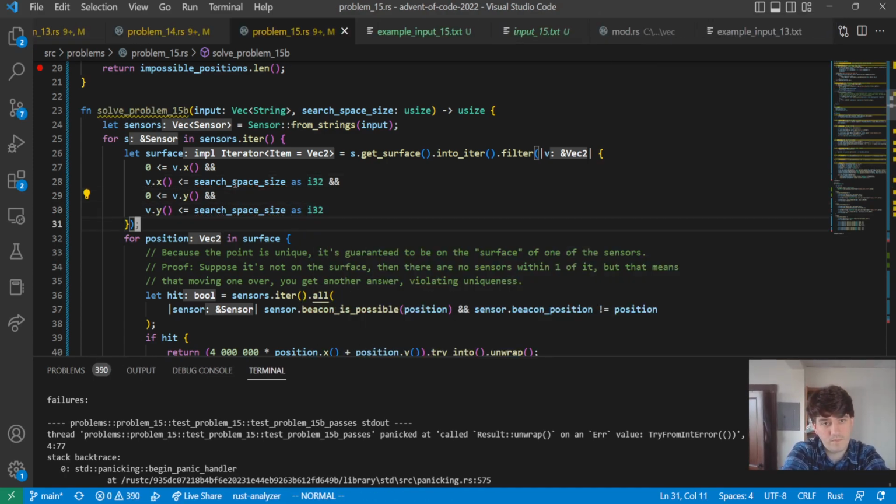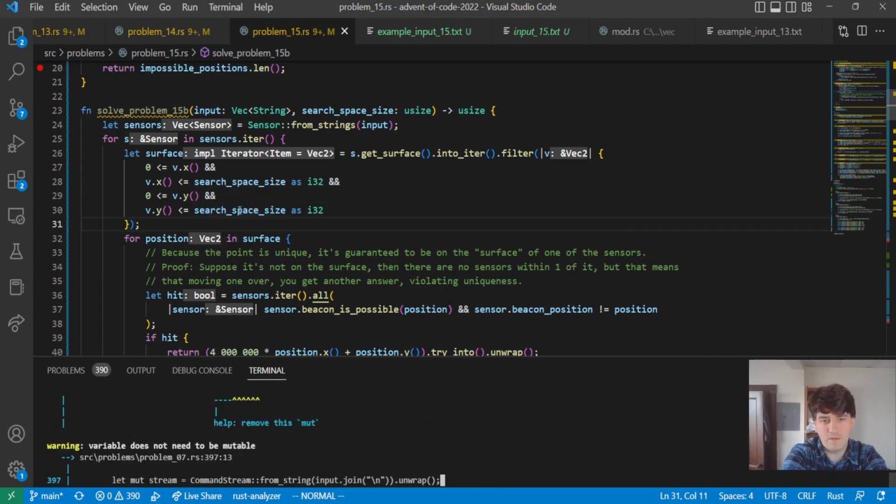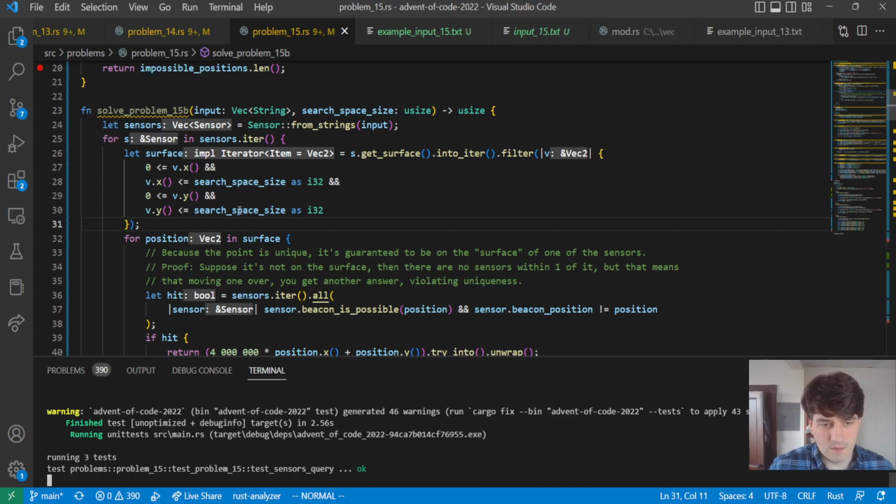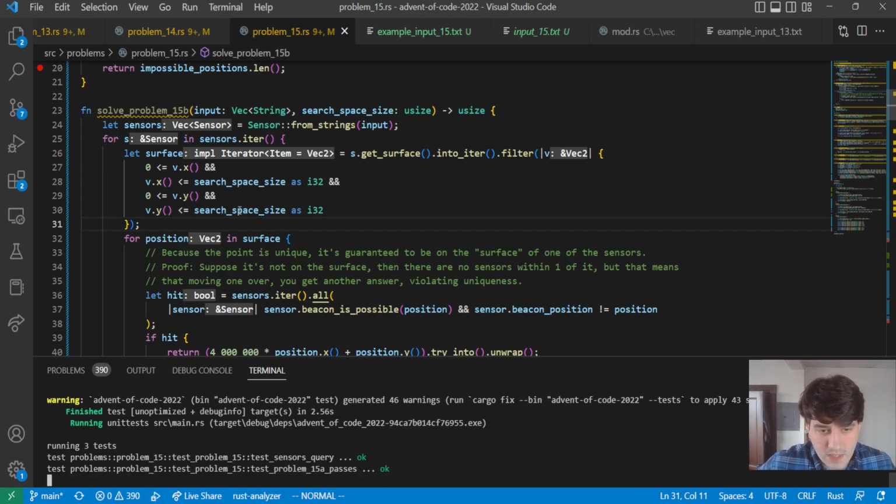Okay. And how do we do? 15A still passes. That's always good. We haven't broken previous problems. Still not as fast as one might think.